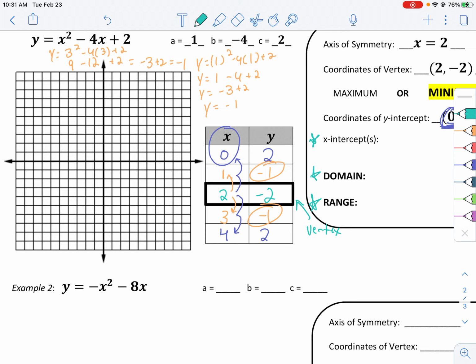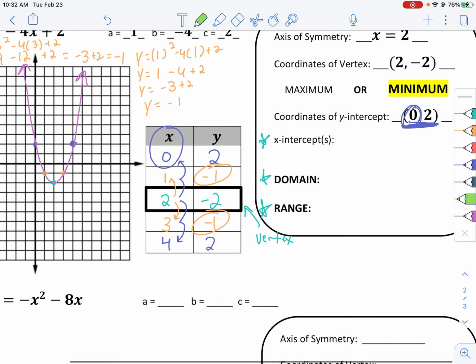We have (2, -2) is right here. And then we have (1, -1). And then we have (3, -1). And then we finish with (0, 2) and (4, 2). We graph this equation. And look at that, right? Beautiful quadratic.